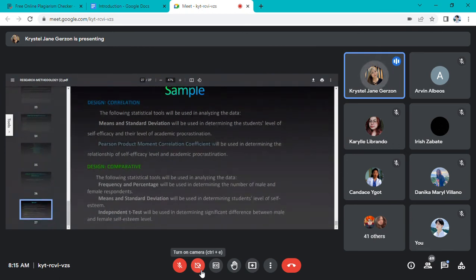For comparative study, most of the time you will be using frequency and percentage to determine the frequency distribution of your group, or your respondents under that group. And then the same thing, means and standard deviation to measure the variable, and then independent t-test to measure the difference between the two groups.